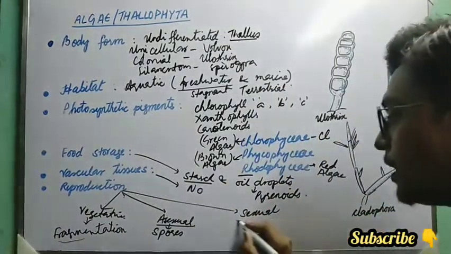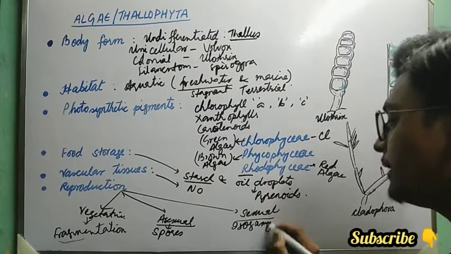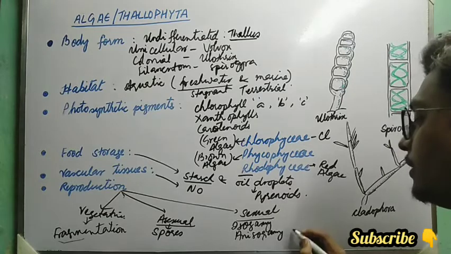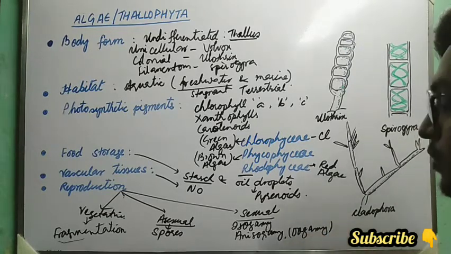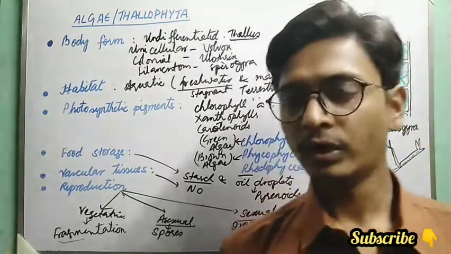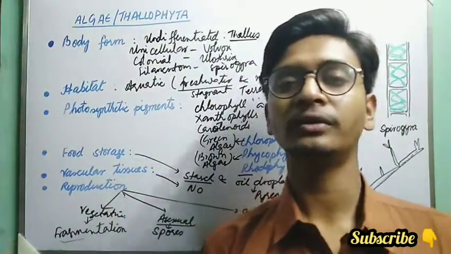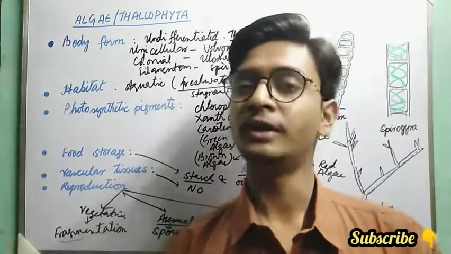And in sexual reproduction, they can do isogamy, anisogamy, and oogamy also. So what are isogamy, anisogamy and oogamy? We will discuss in our next chapter, and we will also discuss Bryophyta, Pteridophyta and the remaining divisions.